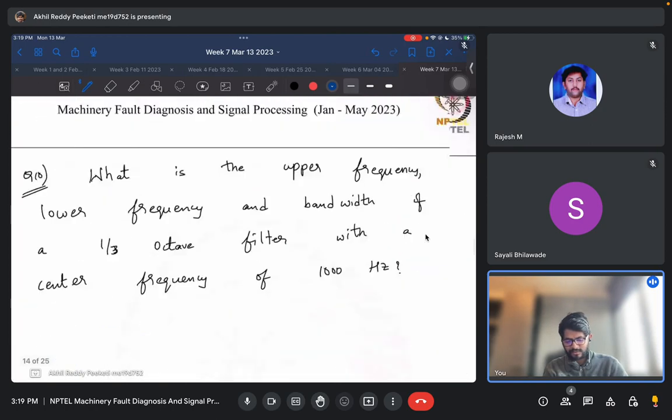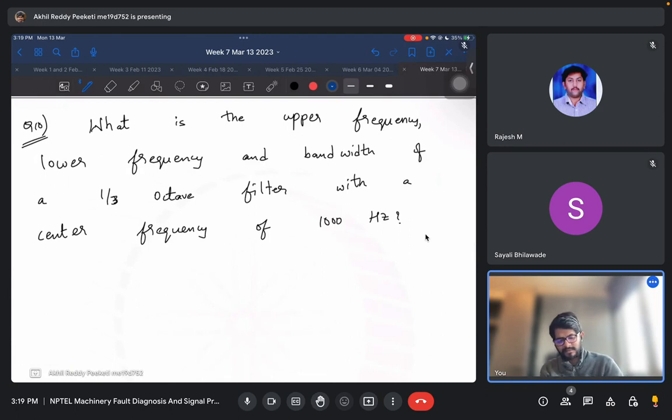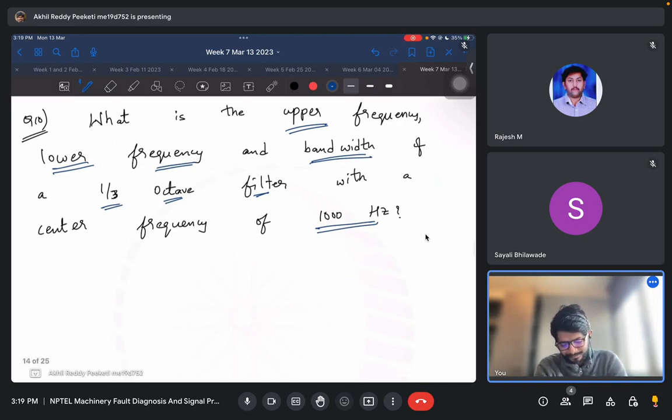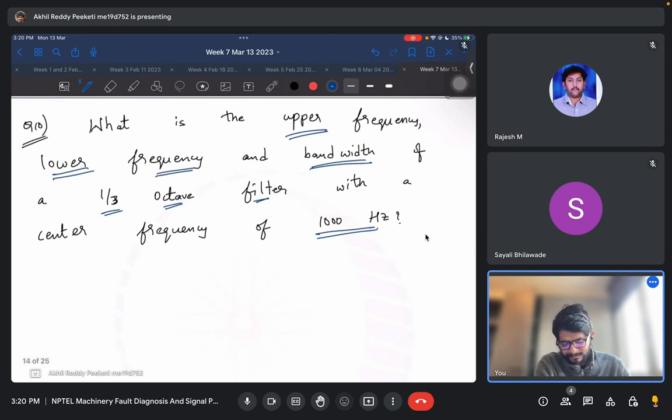Now let's look at one more similar question. So now, what is the upper frequency, lower frequency and bandwidth of a 1 by 3 octave filter with center frequency of 1000 Hertz? So now center frequency is given and not lower frequency like the earlier question. And we need to find the upper, lower and bandwidth frequencies. Okay. So does anyone know the relation between the upper and lower frequencies with the center frequency? So you can derive from whatever we know till now.